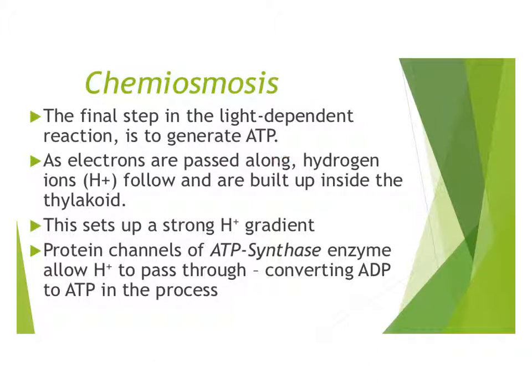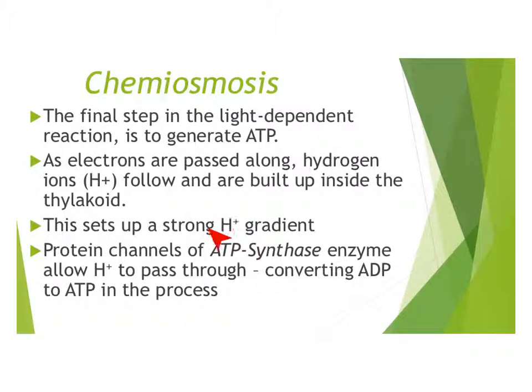All right, the final step in the light reaction, or the light-dependent reaction, is to generate some ATP. As the electrons are passed along in the electron transport chain and from photosystem to photosystem, hydrogen ions are attracted, because remember, electrons are negatively charged, hydrogen ions are positively charged. They're going to follow along. They begin to build up inside the thylakoid. They do that because they're ions and they cannot cross the membrane, but they're still attracted there. This sets up a very strong hydrogen ion concentration gradient.